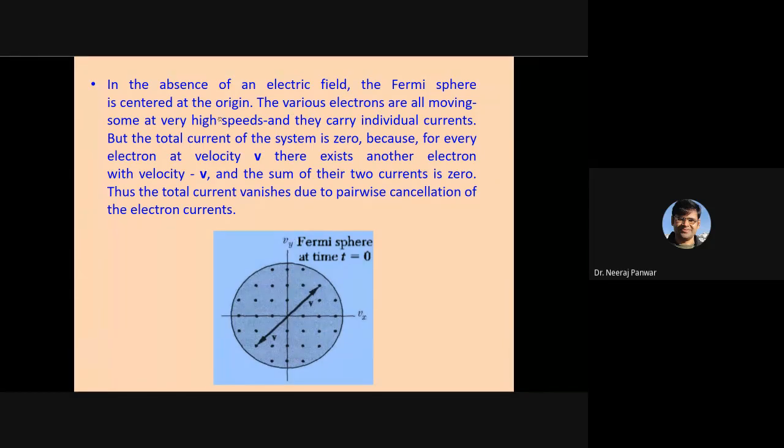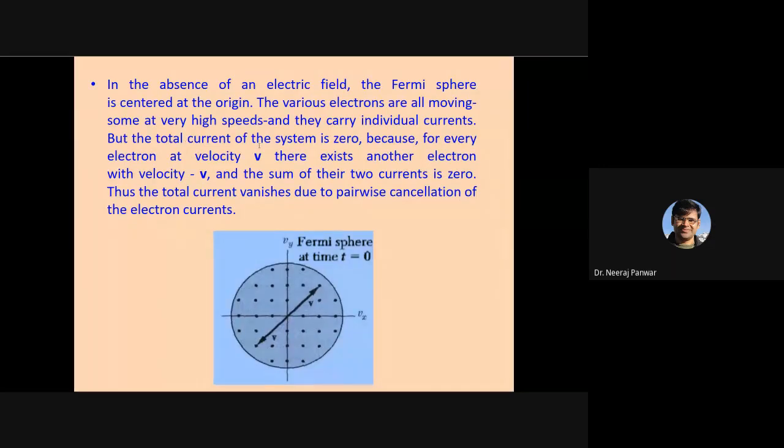The various electrons are moving, some at very high speeds and some at lower speeds. For example, in the Sommerfeld theory, the electrons near the Fermi level have the Fermi speed, which is equal to 10 to the power 8 centimeters per second, or 10 to the power 6 meters per second. But the electrons deep in the Fermi sphere have smaller velocity. So electrons in the Fermi sphere have different speeds, and these electrons carry individual currents because they are moving here and there.